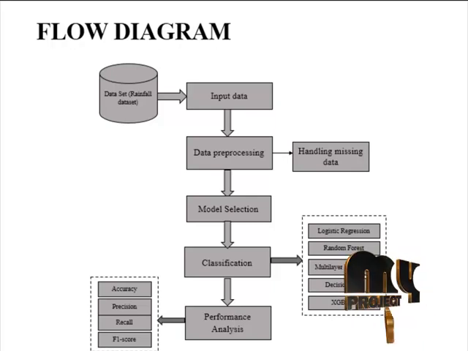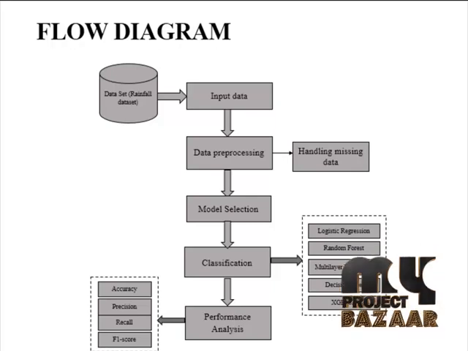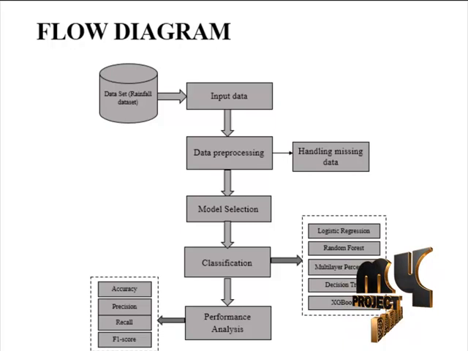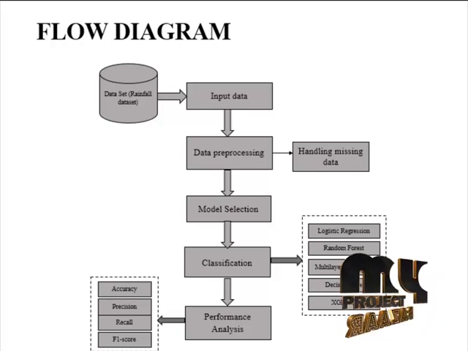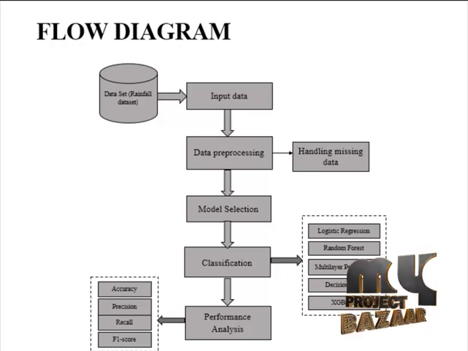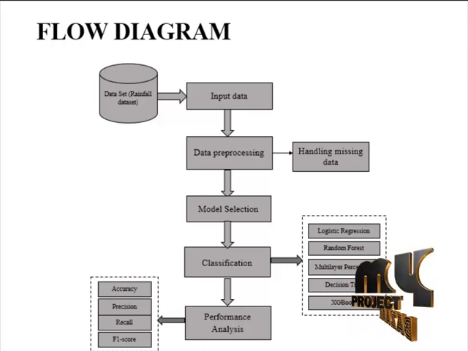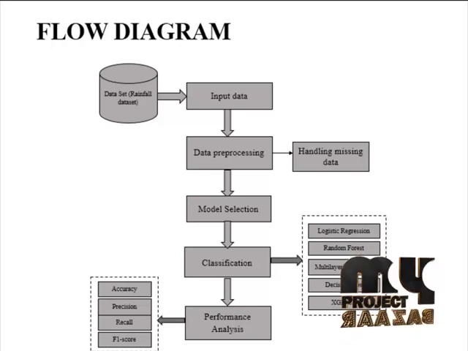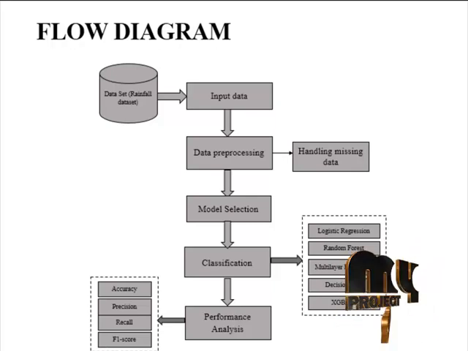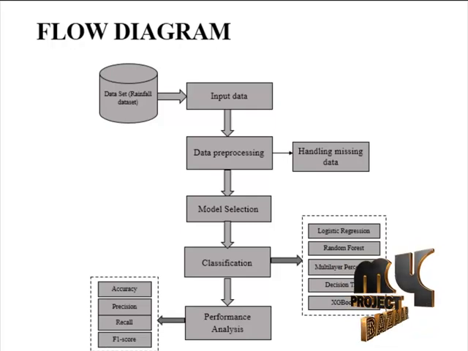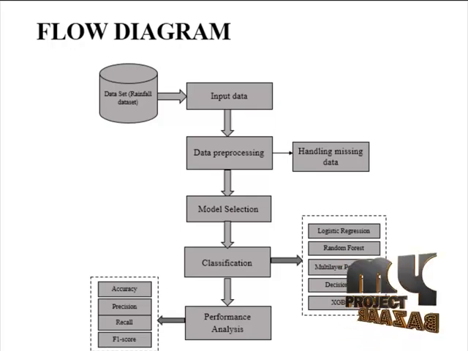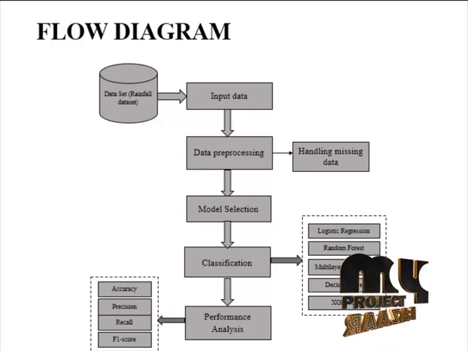In model selection we select our independent variable and dependent variable. After that, we split the data set into training data set and testing data set. Then we scale the independent variable, the train data and also the test data. Then it will move into the classification method. In classification we are using 5 different machine learning algorithms: logistic regression, random forest, multi-layer perceptron, decision tree, and XGBoost. These algorithms are used to classify the rainfall data set and predict the rainfall. And finally it will generate the result in the form of metrics like accuracy, precision, recall, and F1 score.